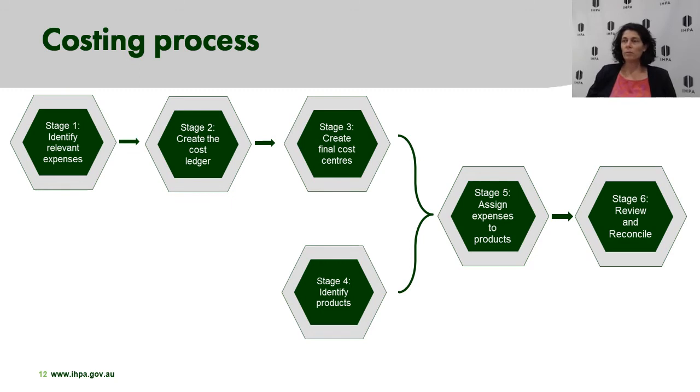Stage 4 is about identifying products, and these could be an interim product, which is part of a patient's care, or resource utilisation.